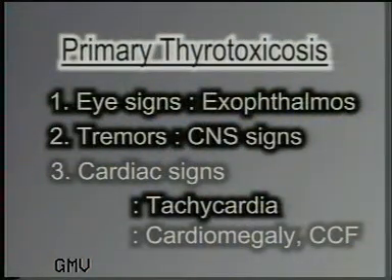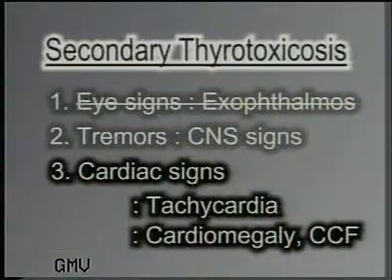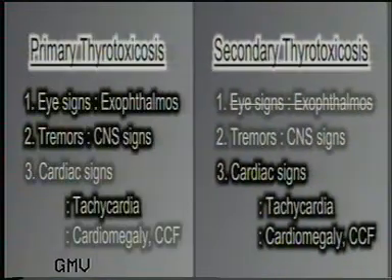Let us remember here that in primary thyrotoxicosis, the eye signs and tremors are more prominent, while in secondary thyrotoxicosis, cardiac signs are more prominent with tachycardia, cardiomegaly, atrial fibrillation, or congestive cardiac failure. In secondary thyrotoxicosis, the tremors are less prominent and eye signs and exophthalmos are not seen.